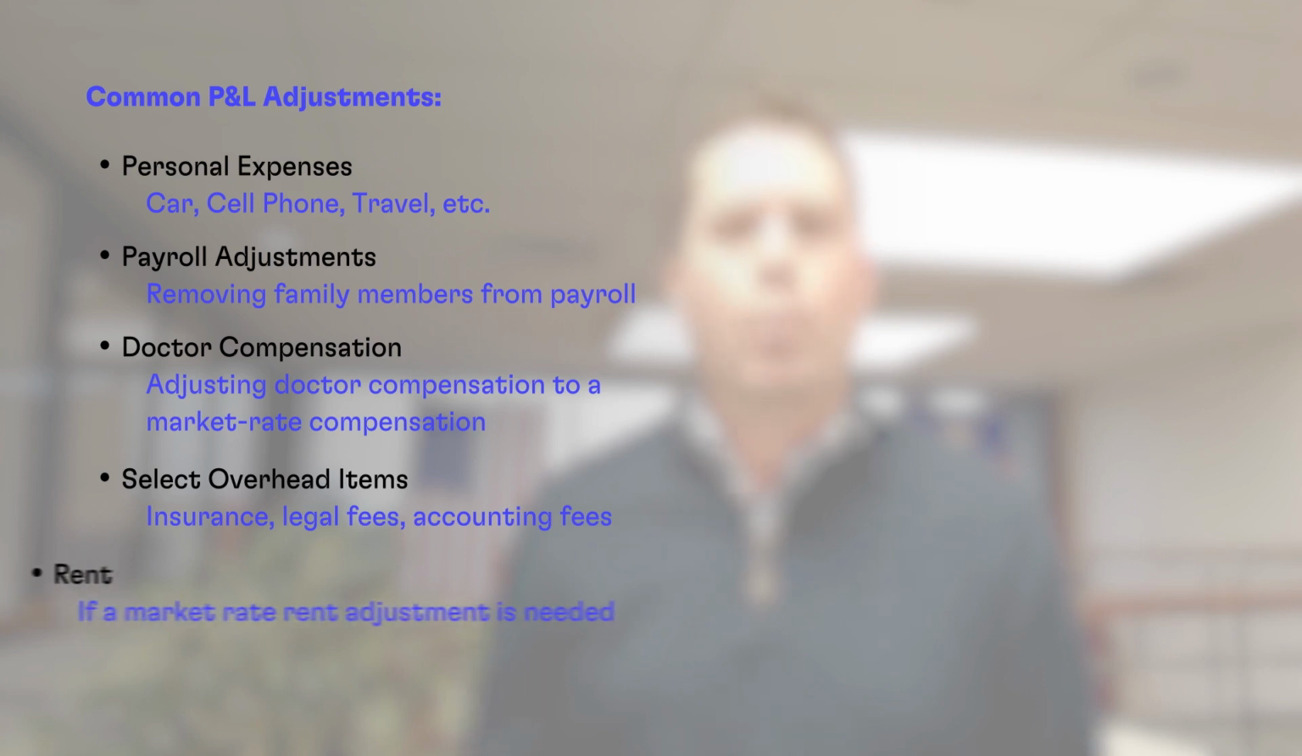When transitioning a dental practice from owner-operator to being owned by an outside investor, there are a few common adjustments that any investor or buyer will make to a practice's P&L. Common P&L adjustments include things like adding back personal expenses. Car, personal cell phone, personal travel always get added back. Sometimes there are payroll adjustments. There are family members on payroll. Doctor compensation is almost always reset to a market rate. Certain overhead items frequently get added back. Things like business insurance, legal fees, accounting fees, and lastly, rent in certain circumstances is reset to a market rate.